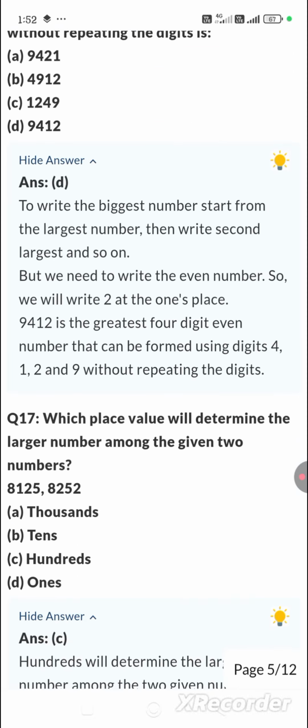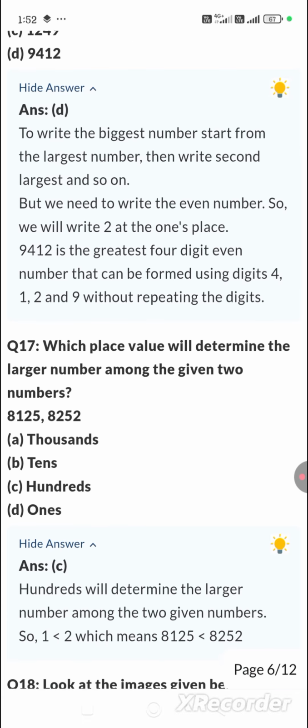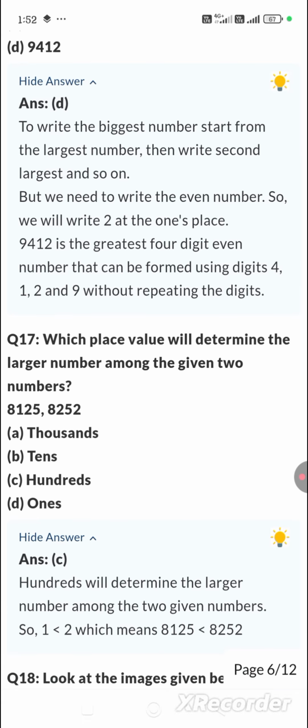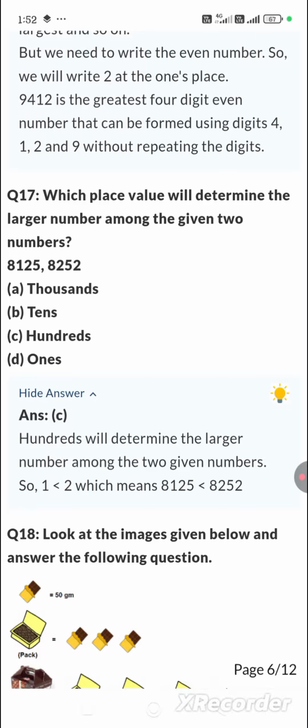Which place value will determine the larger number among the given two numbers, 8125 and 8252? Answer is option C. Hundreds will determine the larger number among the two given numbers. So 1 is less than 2, which means 8125 is less than 8252.